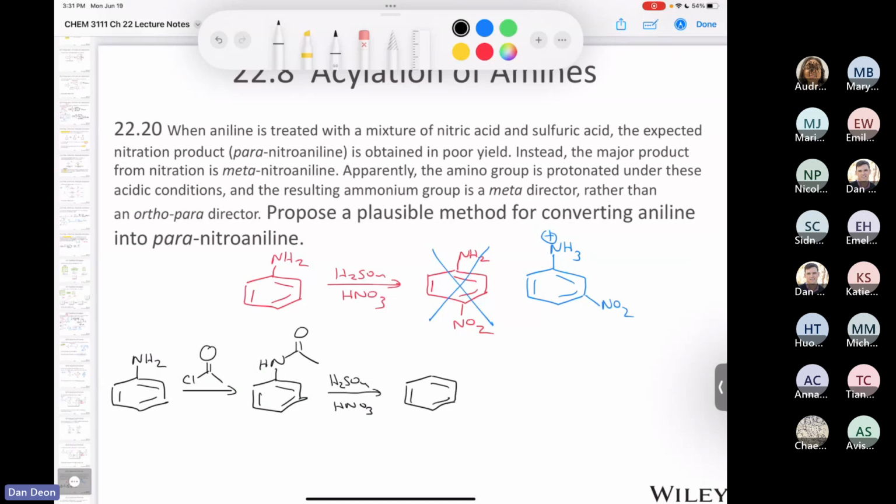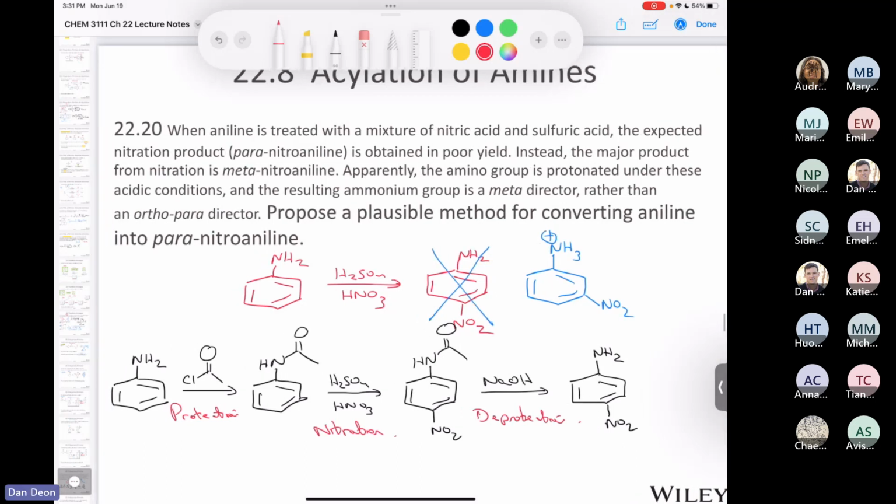So we've got our nitro installed here, and then we have our amide up here, like that. And now all we have to do is hydrolyze the amide. I'm just going to choose base since it's a one-step procedure, and that will give you para-nitroaniline, just like that. All right, so a little bit of a protection. This is our protection step. And this is our deprotection step. And this is our nitration.